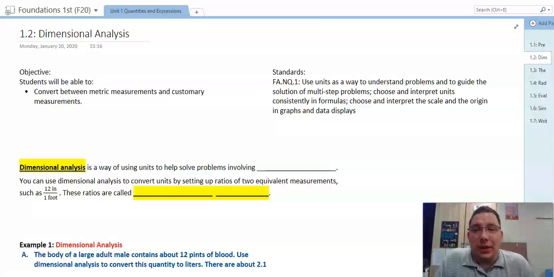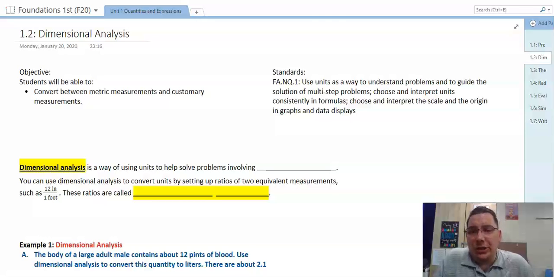So here's the objective, that you'll be able to convert metric measurements and customary measurements between each other and be able to convert units as necessary. And this falls under the standard NQ1, using units as a way to understand problems and to guide solutions of multi-step problems. Choose and interpret units consistently in formulas, and choose and interpret the scale and the origin in graphs and data displays. And so again, this is setting us up for what we can do later on in algebra.